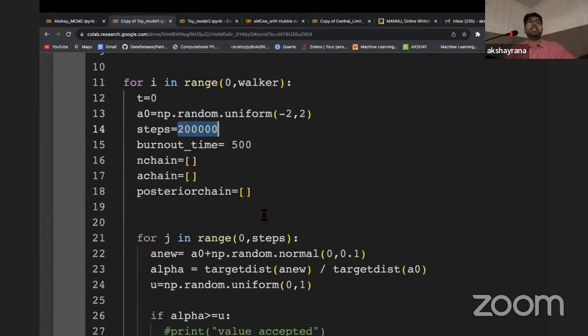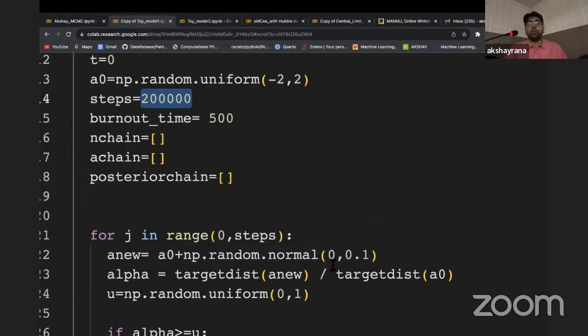Same program, nothing special. All of you are supposed to play with this sigma, which I have told you. 0.1 I have chosen. What was this? This was the variance of the proposal function that you have taken.